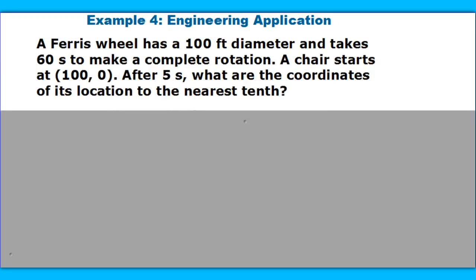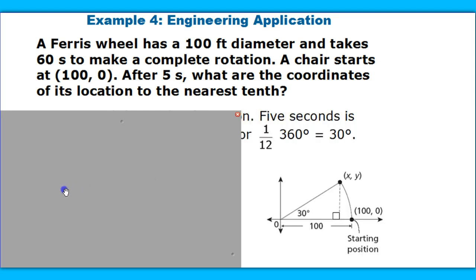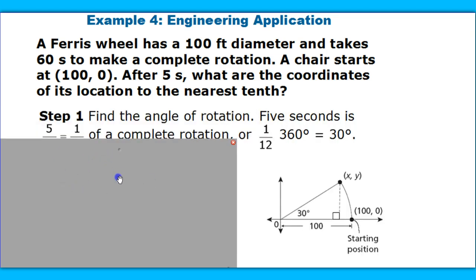All right, I'm covering up some of this information so we can take it piece by piece. But a Ferris wheel has a 100-foot diameter and takes 60 seconds to make a complete rotation. A chair starts at (100, 0), and after 5 seconds, what are the coordinates of its location to the nearest tenth?